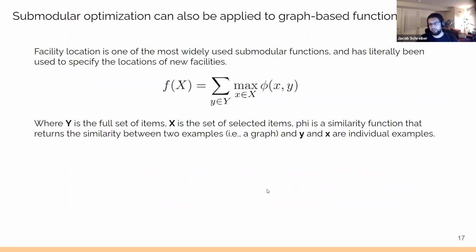In contrast to feature-based functions, another broad class of submodular functions are the graph-based functions. These ones don't operate on examples that have featurization, but rather they take in a graph, like a network, or like a social network or an interaction network, transit hub, something like that. Facility location is probably the most famous graph-based function and actually the most widely used submodular function that exists. It's literally used to locate facilities, thus the name.